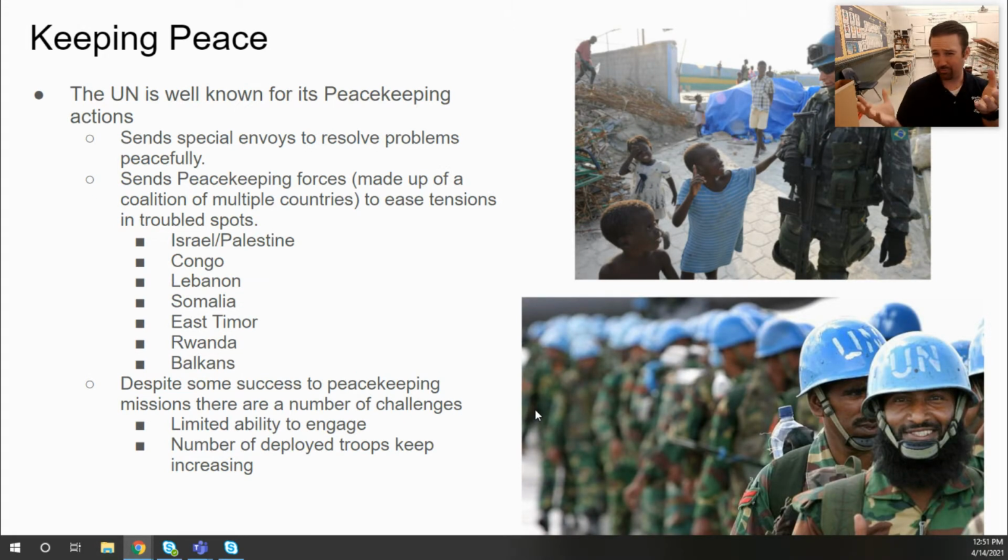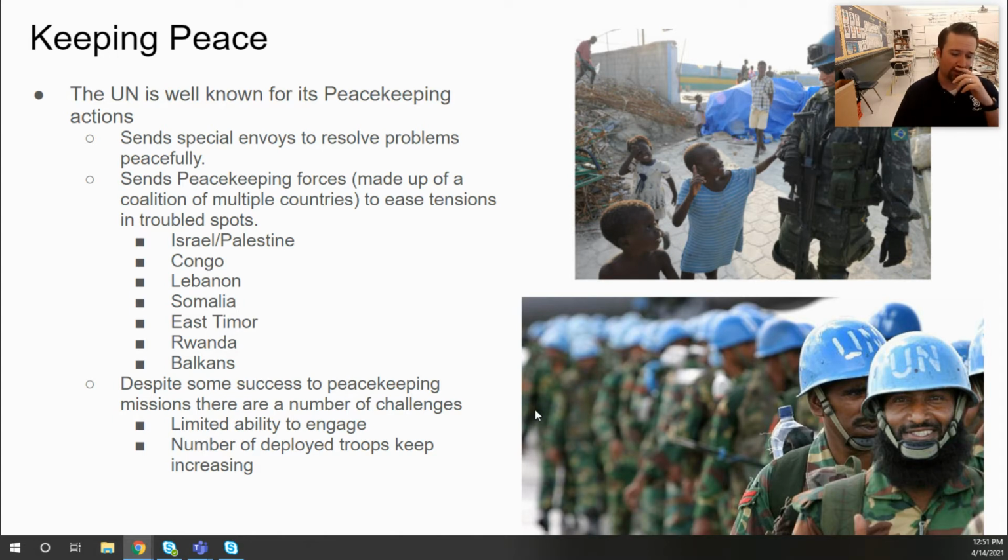The number one priority of the United Nations is to ensure world peace. They have different ways of going about peacekeeping missions. They can send special envoys to help solve issues between nations or within nations to try to prevent a local conflict from becoming a global conflict. If you go back to World War I, remember that the assassination of one man ended up sparking a global World War.